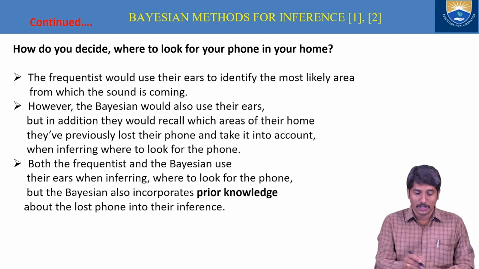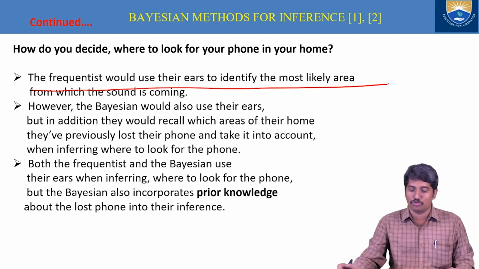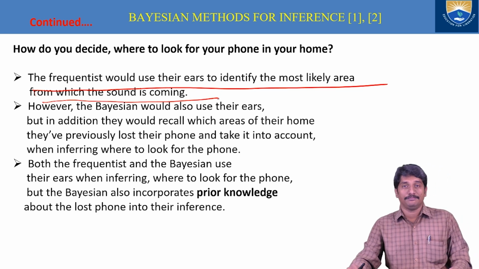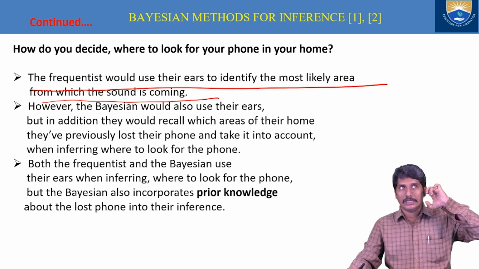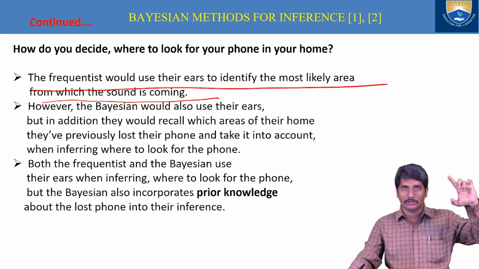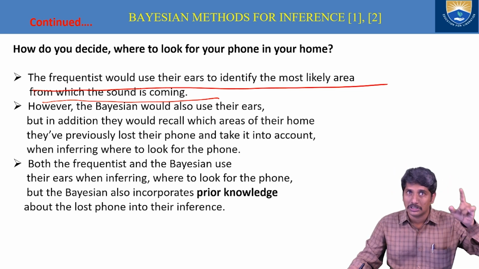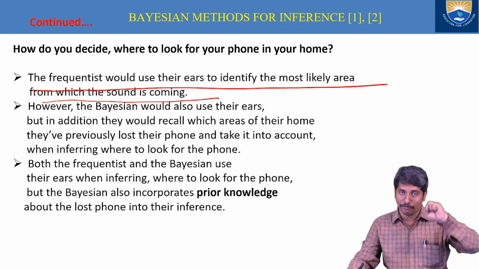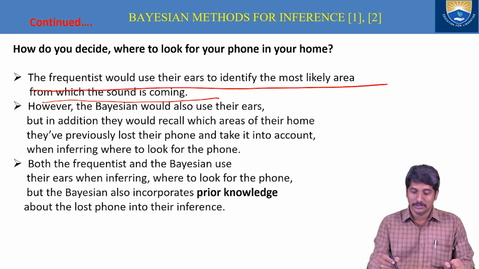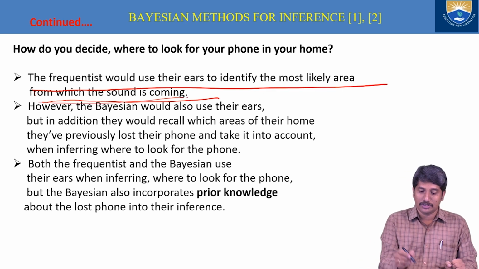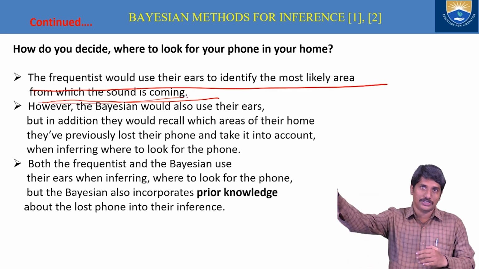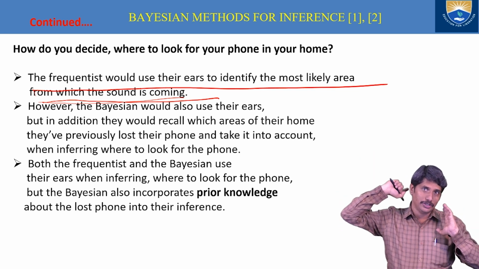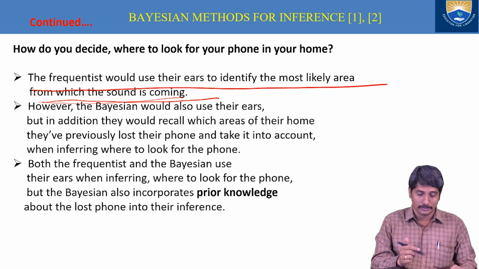How to trace it? The frequentist would use their ears to identify the most likely area from which the sound is coming. The frequentist will just follow the sound, and based on the sound, he will go and try to find the phone. That means the most likely area from which the sound is coming, this room or that room or from the back. Based on the direction, he will follow the sound waves and try to find it.